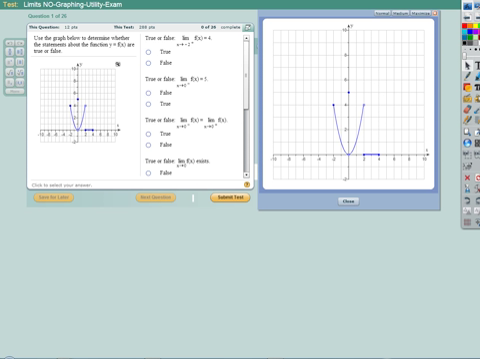Use the graph below to determine whether the statements about the function f of x are true or false. So here's a little bigger version of the graph. Here are the questions we want to answer. True or false? The limit of f of x as x approaches -2 from the right is 4. Yes. So say it again, the limit of f of x as x approaches -2 from the right is 4. Yeah, that's true, isn't it? Right? Everybody agree? Okay.